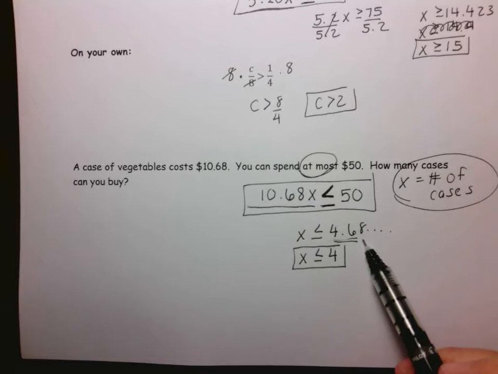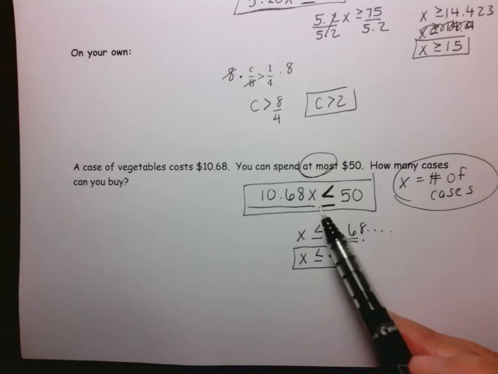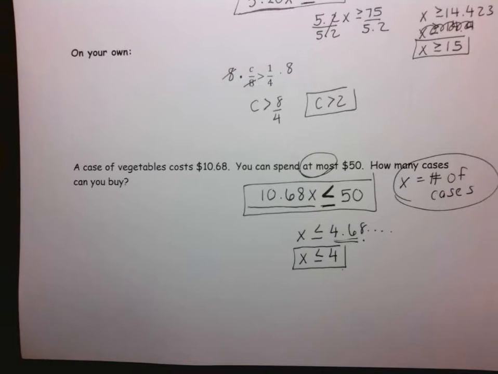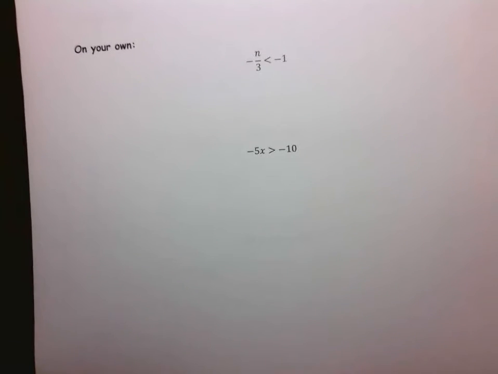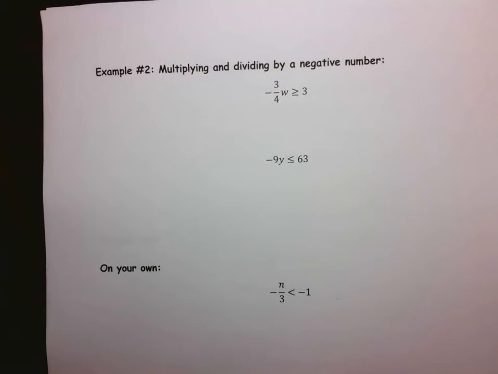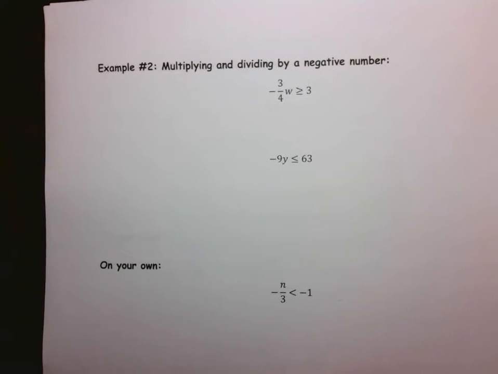4.68 doesn't make sense. I can't buy 0.68 cases. If I rounded it to 5, that would be too much. Plug it in and see how that would be too much. So I can only buy 4 cases. Applying that common sense is going to become more and more important the further you go down the line in algebra. Okay, so now we're going to be multiplying and dividing by a negative number.